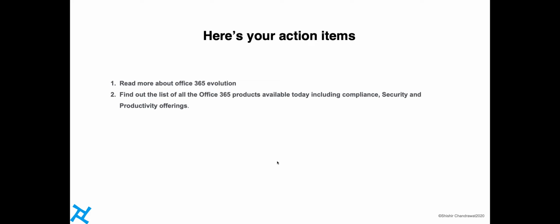So this is it for this module, and here is what you should do. You should read more about Office 365 evolution and find out the list of Office 365 products available today, including compliance, security, and productivity offerings. So maybe just make a table and put down the list of the products which are available under each label, and maybe read about them, because all the products in compliance and security are pretty much used by us to maintain the security and compliance of a company.